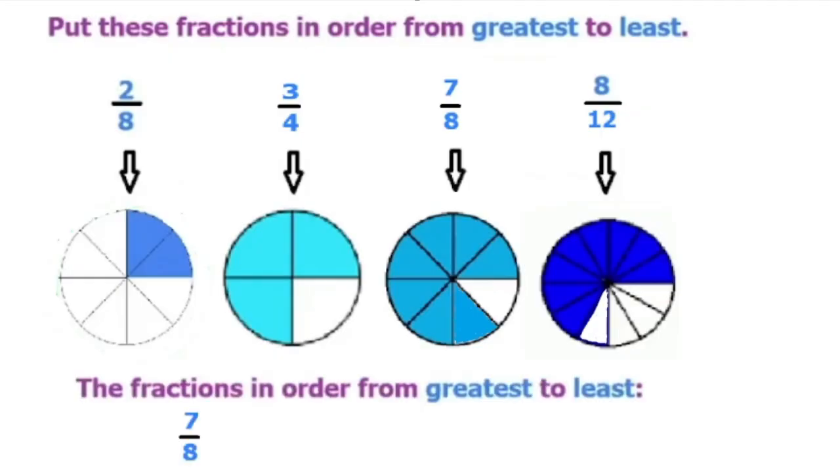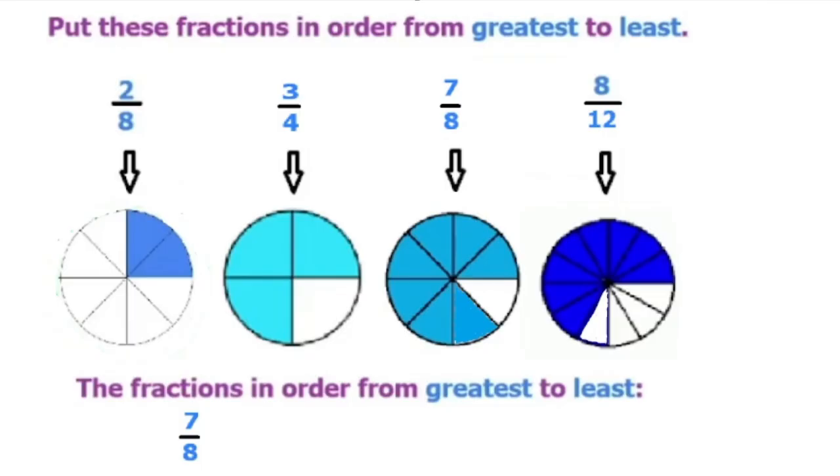So let's put the fractions in order from greatest to least. We could see that 7 over 8 is the biggest fraction. It has the most shaded in. So we know that one's going to be the biggest one and it'll go first. So let's put that in. So this one would be first. Let me write that. So first.